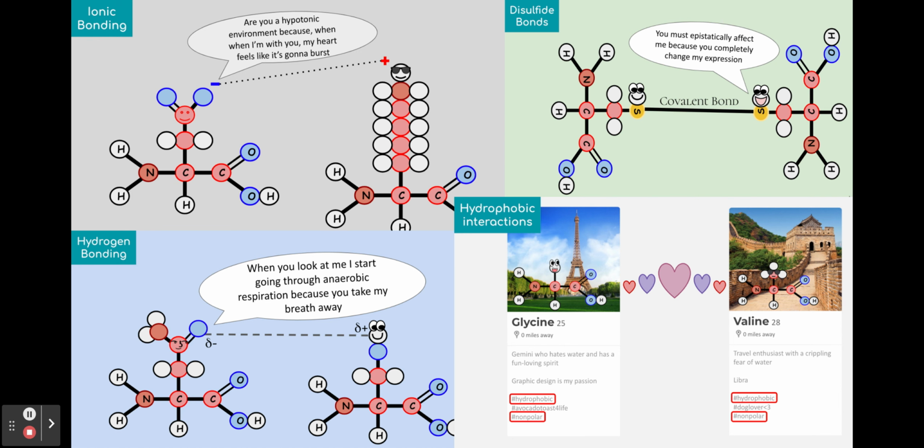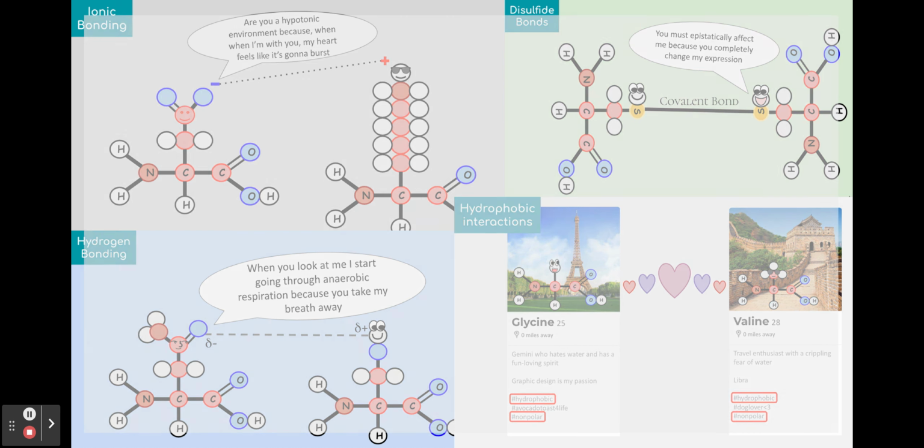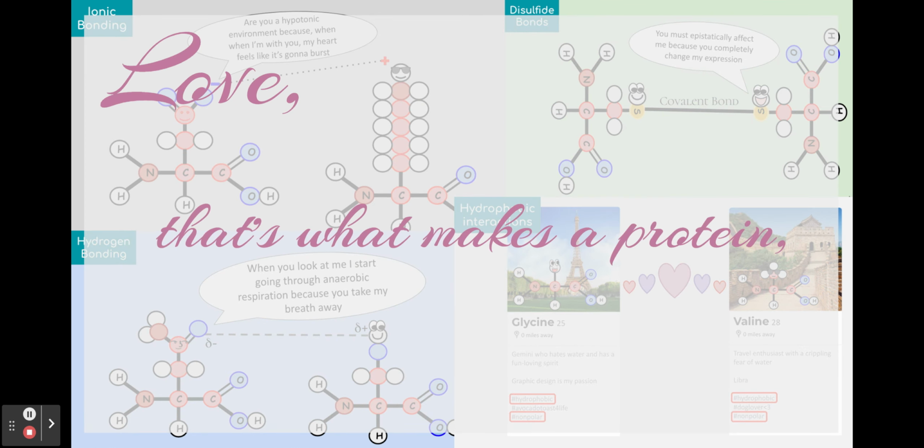In conclusion, the attractions found between different types of amino acid R side groups is what allows for the protein to fold and function as intended, leading to life as we know it. Love. That's what makes a protein a protein.